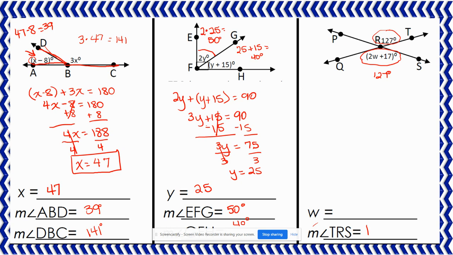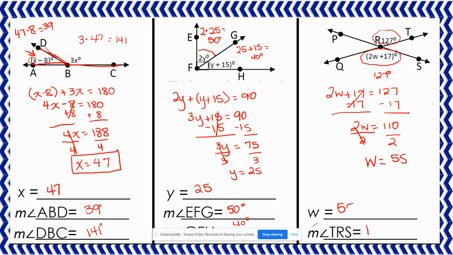Now, I'm also going to figure out what W equals. So if I know that this is equal to this, my equation will say 2W plus 17 equals 127. I'm going to subtract 17 from both sides. These will cancel and leave me with 2W equals 127 minus 17, which is 110. Then I'm going to divide by 2 on both sides. Those will cancel and leave me with W equals, and 110 divided by 2 is 55. So W equals 55.